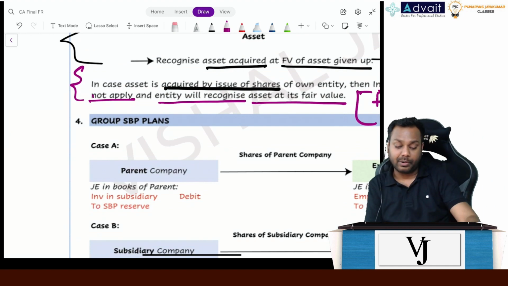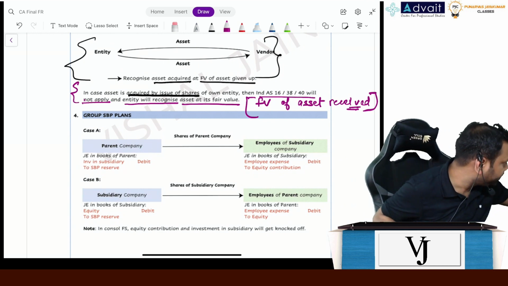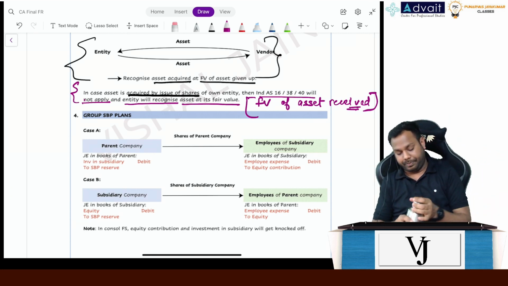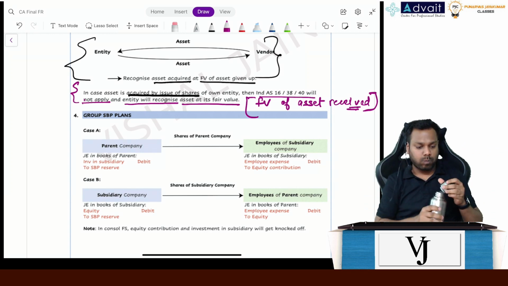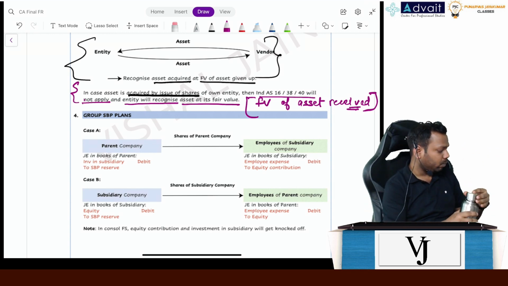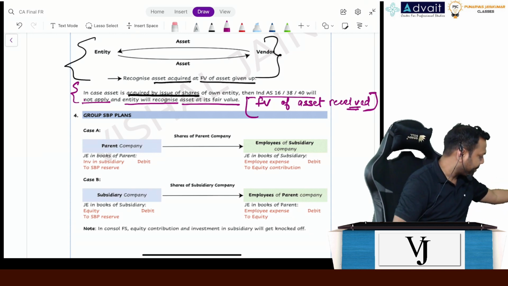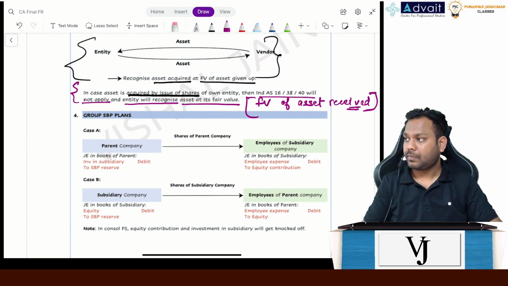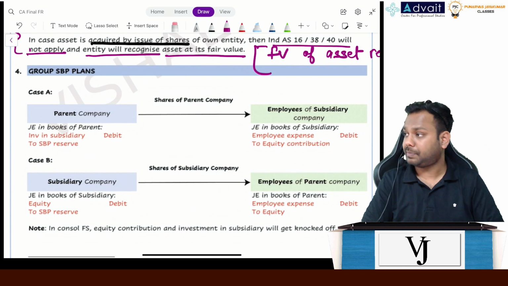Is it clear, everyone, so far? If anyone has any queries, we can take it up now. Come on, guys, any query? Now, shall I move ahead then?